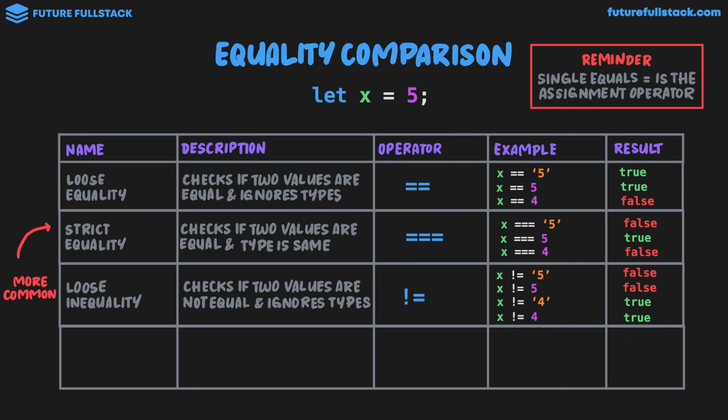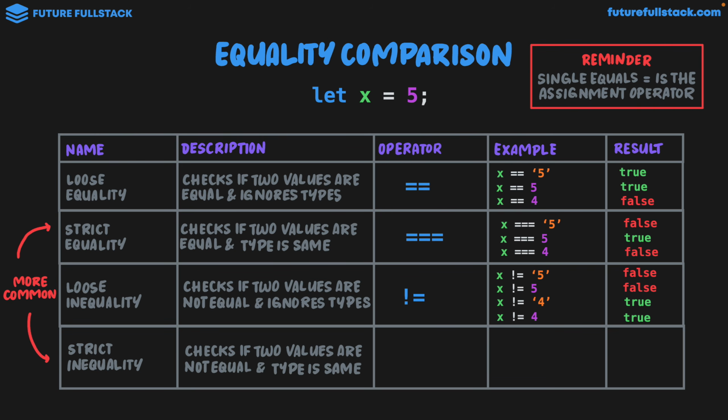So just like we have strict equality, we also have strict inequality. And again, this is more commonly used. This checks if two values are not equal and the type is the same. So the operator looks like this: exclamation mark followed by two equal signs. So again, we're going to look at these examples step by step as they're just a bit tricky to get your head around.